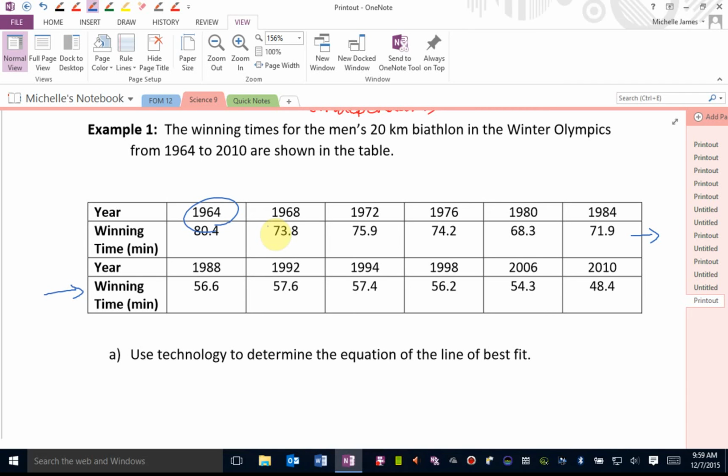All right. So use technology to determine the equation of the line of best fit. So year, is that dependent or independent? It's always going to be your x. So it's what we're going to plug in for x. So the winning time will be my y variable. So get out the graphing calculator. Turn it on.